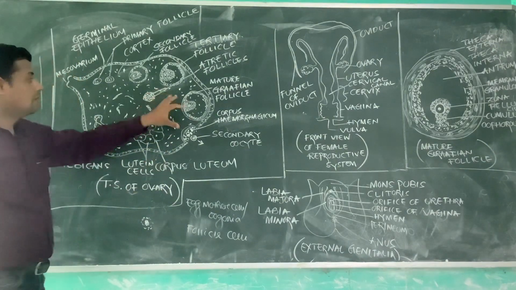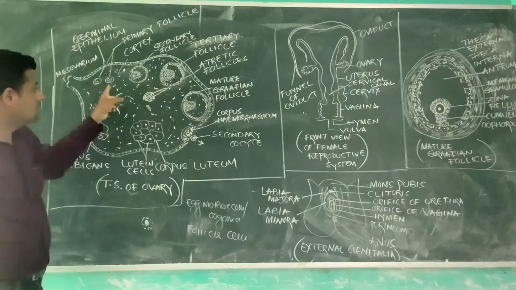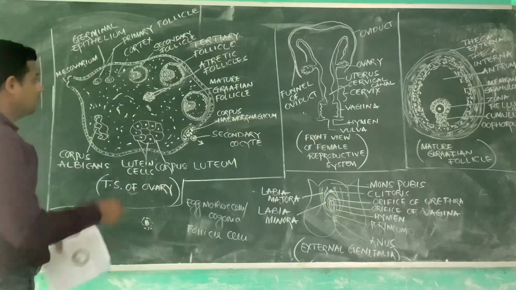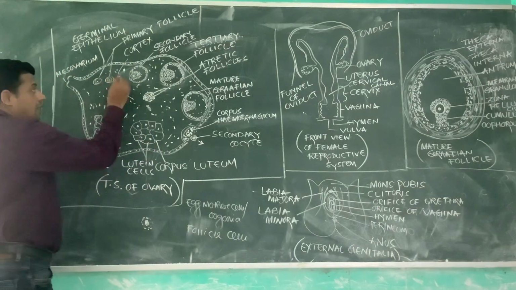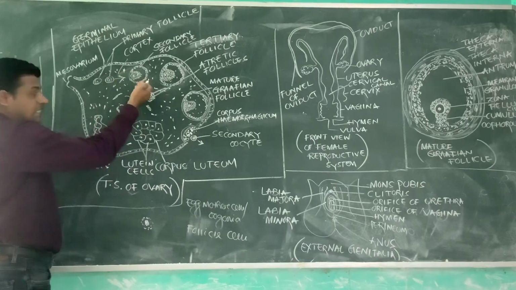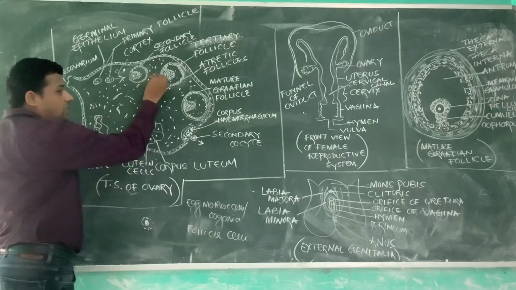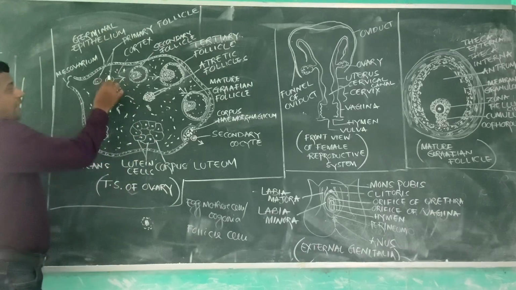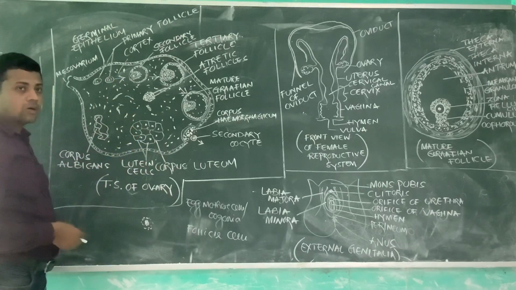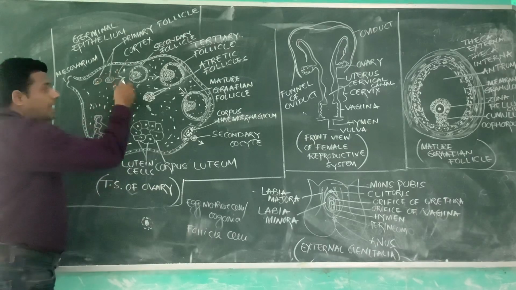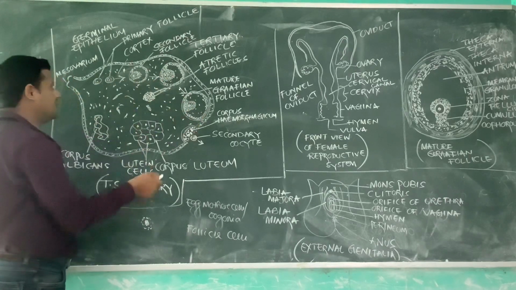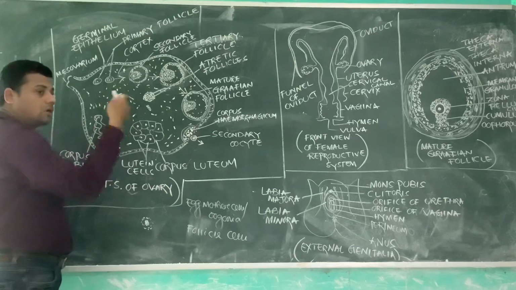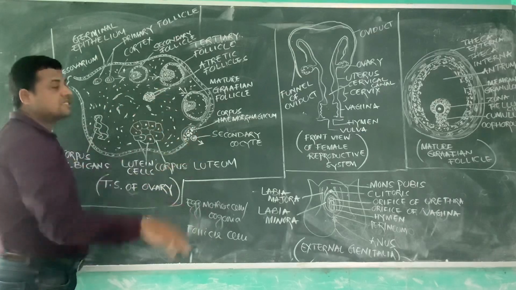Look at this diagram. This is the mature Graafian follicle. This is the developing sequence of primary follicles. This is the primary follicle. As its growth proceeds, it becomes a secondary follicle, then a tertiary follicle, then a mature Graafian follicle. The primary follicle contains an egg mother cell or oogonium. As the primary follicle grows into a mature Graafian follicle, inside it, the egg mother cell or oogonium also develops into a secondary oocyte.